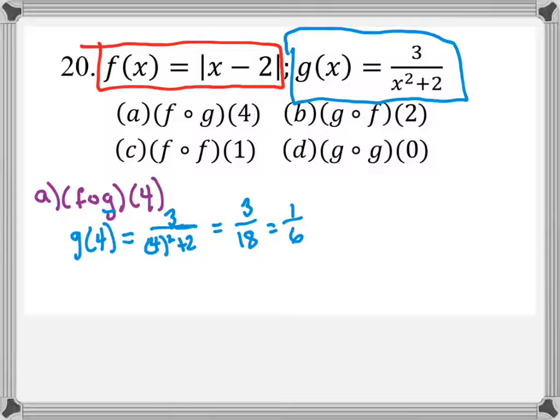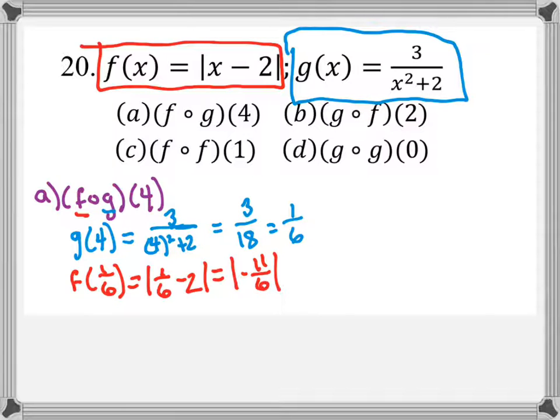Now that 1/6 will be fed into the f function, so we will look for f of 1/6. So now using the f function, we're going to substitute 1/6 in for x. So we will find the absolute value of 1/6 minus 2, or the absolute value of negative 11/6, which is 11/6. So f of g of 4 is 11/6.